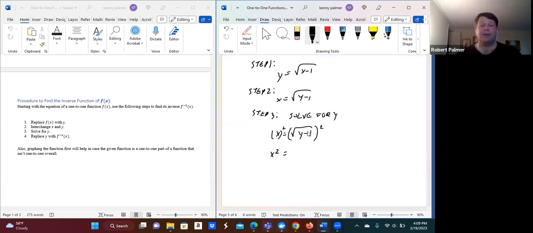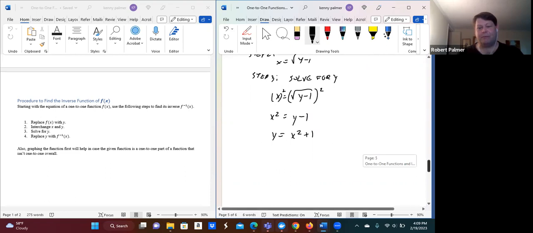And remember, the square and the square root are also inverses of each other, so they cancel each other out. So we square a square root to get what's underneath, which is y minus 1. Then just add 1 to both sides. Then we have y is equal to x squared plus 1. I believe you've even seen that graph before.